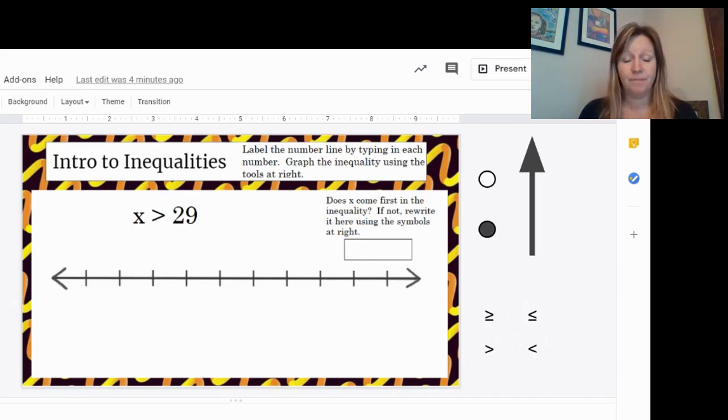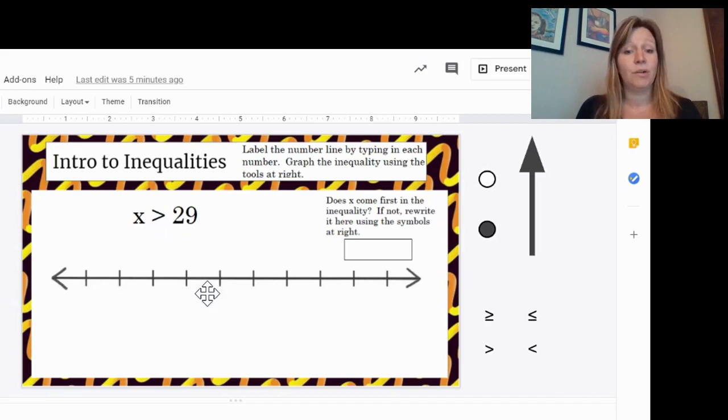Mainly we graph them. If you're reading this, the first inequality that we're given is x is greater than 29. X can be any number that's bigger than 29. So it could be numbers like 30, 31, 32, 33, 34. It could be 29.5, 29.25, any number that's bigger than 29.